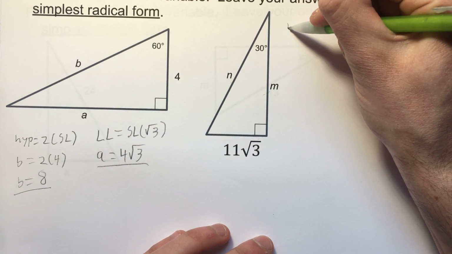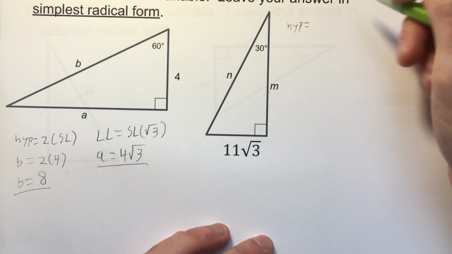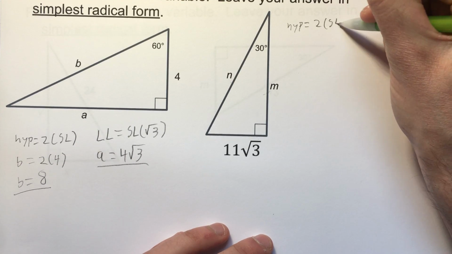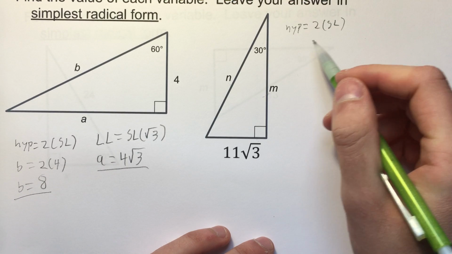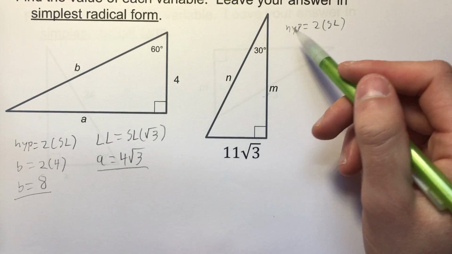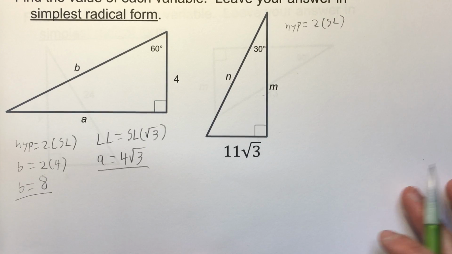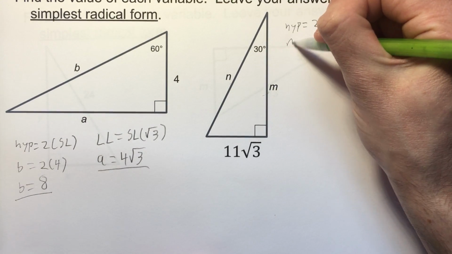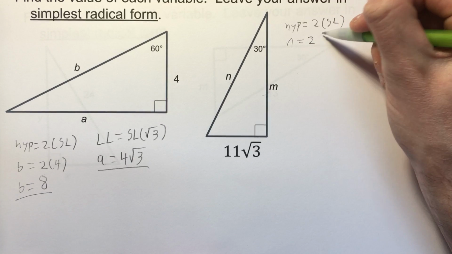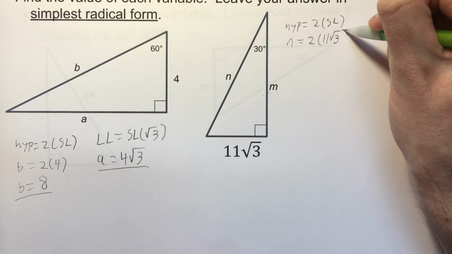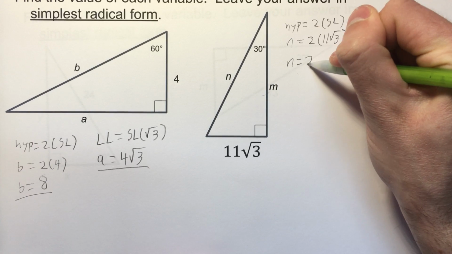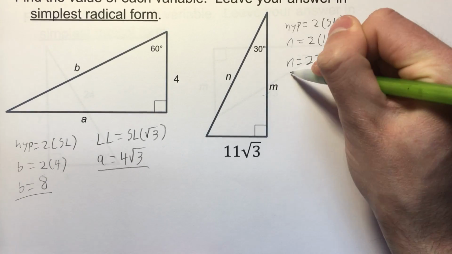So we know our hypotenuse is going to be equal to 2 times the shorter leg. And I'm just going to keep writing the formula each time. If you have it down, you don't have to keep writing it like this each time. You could just plug the numbers directly in. But I'm going to do it each time so there's less confusion. So our hypotenuse is N. N equals 2 times 11 root 3. So N is going to equal 22 root 3.